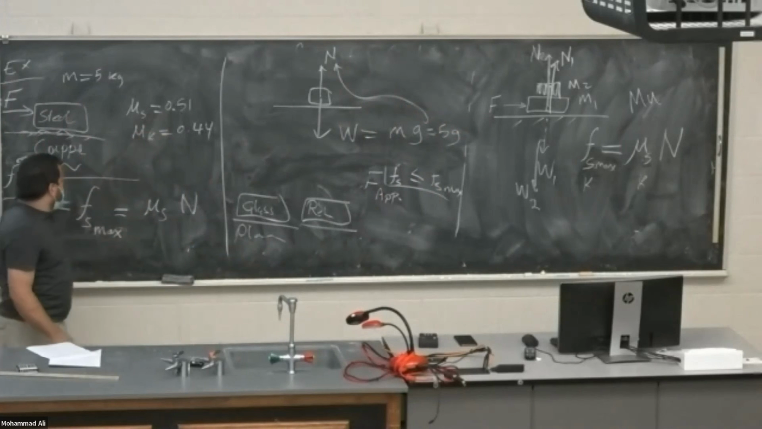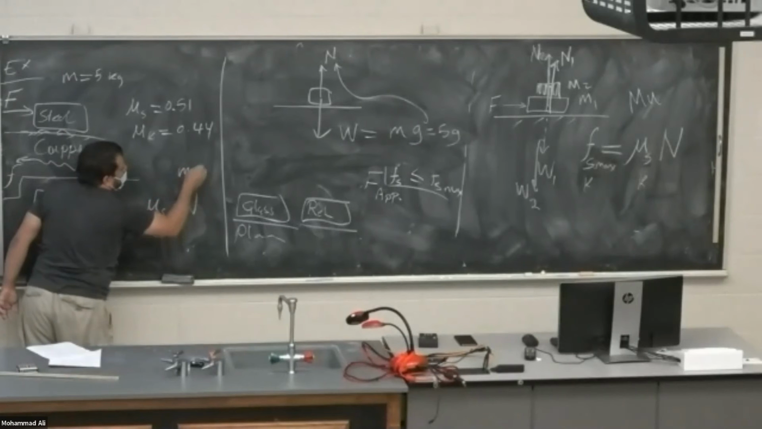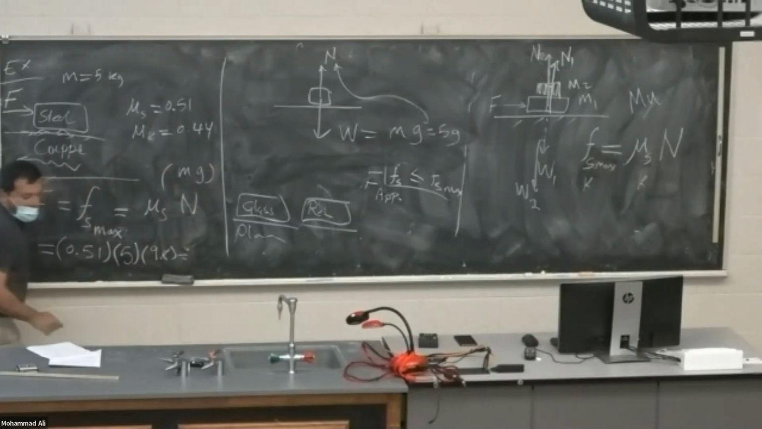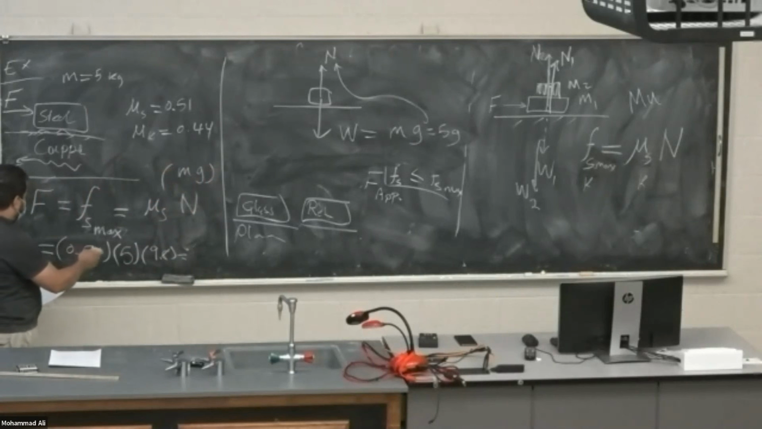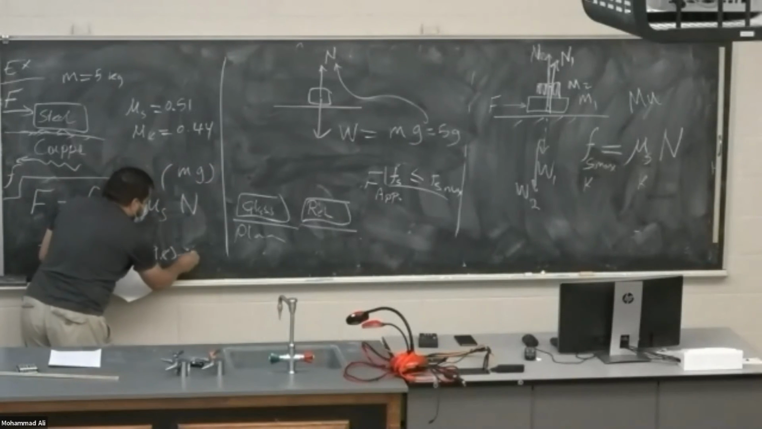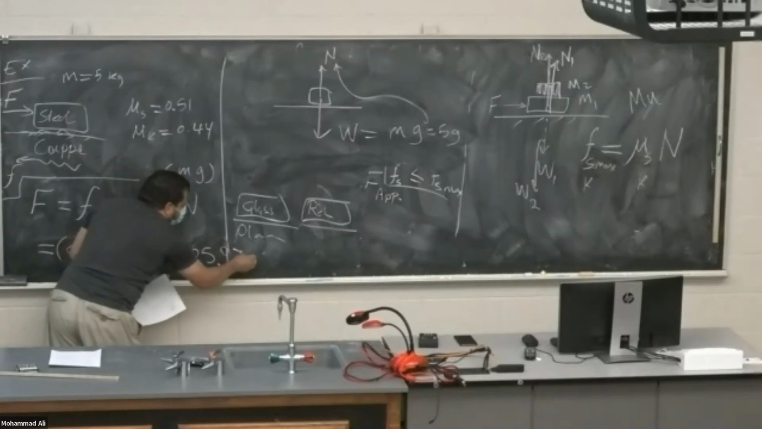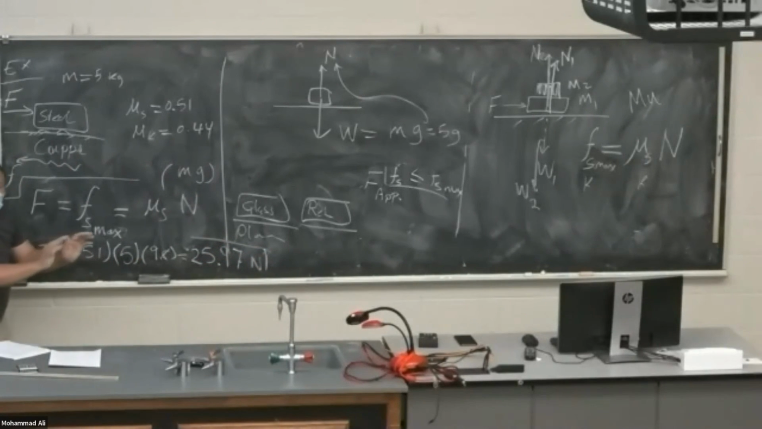Mu s is given. So the lowest force needed to start moving is mu s, which is 0.51, multiplied by the normal force, which is mg. m is 5, g is 9.8. Then my answer should be equal to 25 point something, 7 newtons. Now my object starts moving.